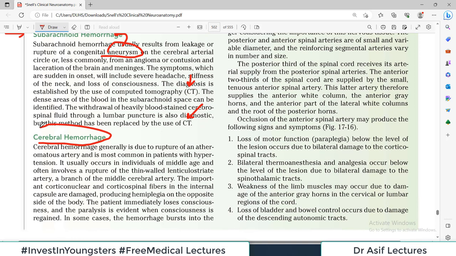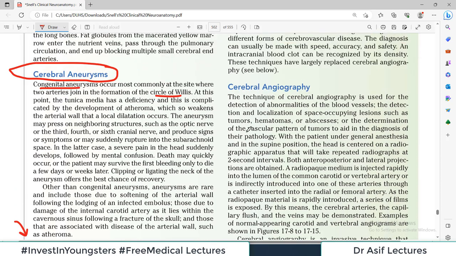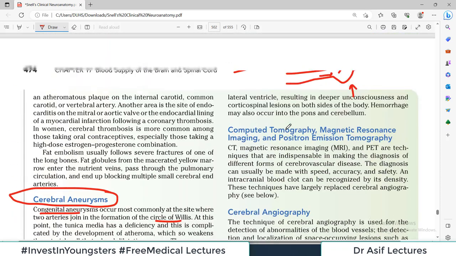So brain ke andar bleed ho gaya hai, theek hai? It generally occurs due to the rupture of an atheromatous artery and is most commonly in patients with hypertension. So these are the two very important associations with cerebral hemorrhage, okay? And it can lead to unconsciousness and paraplegia and whatnot, depending upon kis part of the brain mein blood supply reduced hui hai.